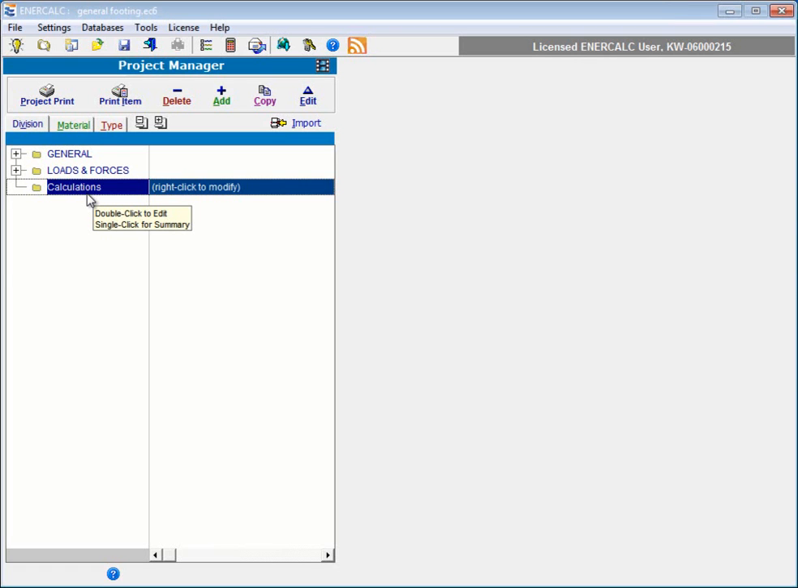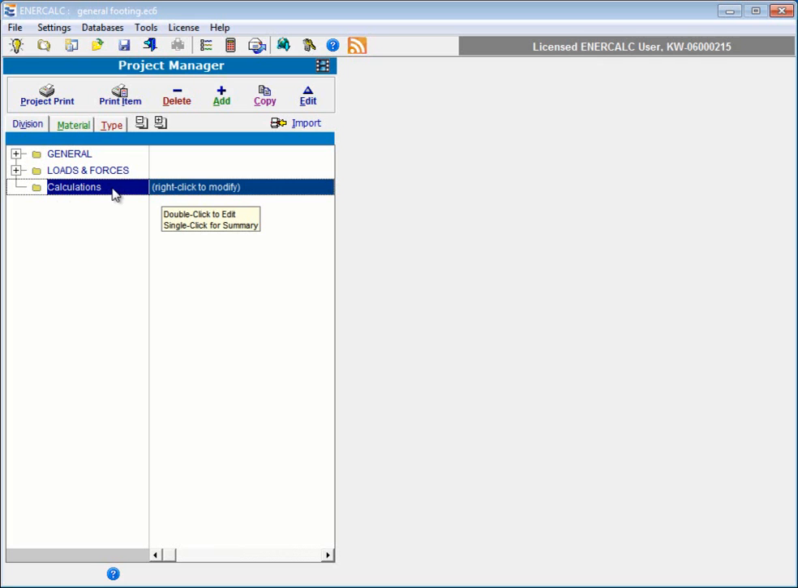Hi, and welcome to this session where we'll take a look at the General Footing module within the Structural Engineering Library. The first thing that we'll take a look at is how we can add a general footing calculation to an existing project file. So I have an empty project file created here.